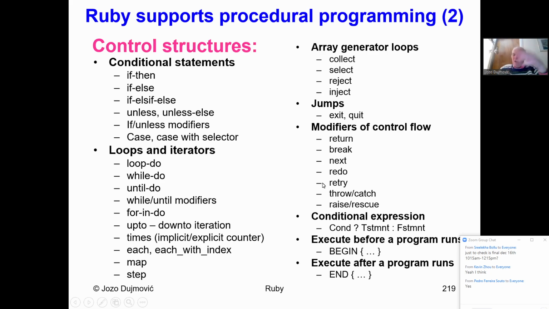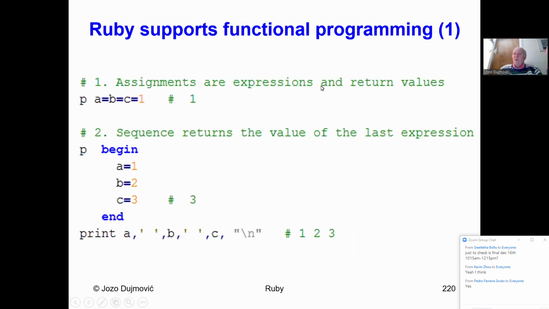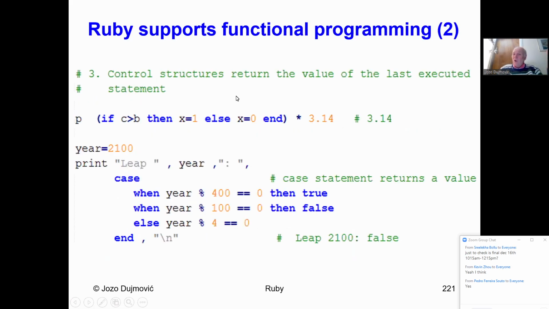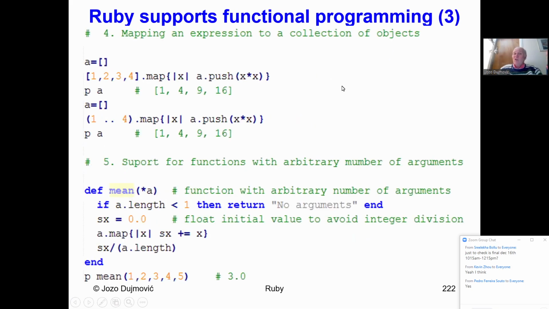So you name it, we have it, everything here. It supports functional programming because assignments are expressions and return a value. Sequence returns the value of the last expression, same as in Scheme. Control structures return the value, same as in Scheme. Mapping an expression to a collection of objects is the same as in Scheme.